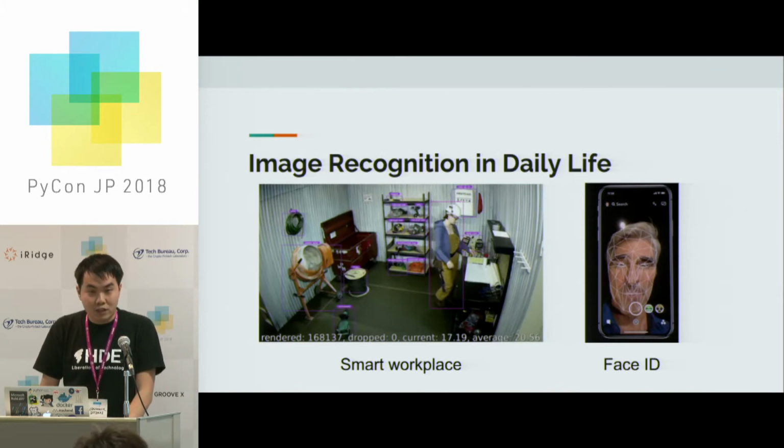Microsoft last year also announced they are working on a smart workplace at Microsoft Build 2017, where you can recognize where you put your inventory and where your workers are. And Apple did some image recognition with Face ID in the latest iPhone.